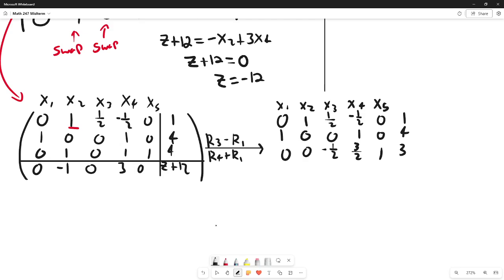And then R4 plus R1, that's 0 plus 0, that's 0. Negative 1 plus 1, that's 0. 0 plus 1 over 2, that's 1 over 2. 3 minus 1 over 2, that is 2.5, so that is 5 over 2. Right? Okay. And then 0 plus 0, that's 0. And z plus 12 plus 1, that's z plus 13.